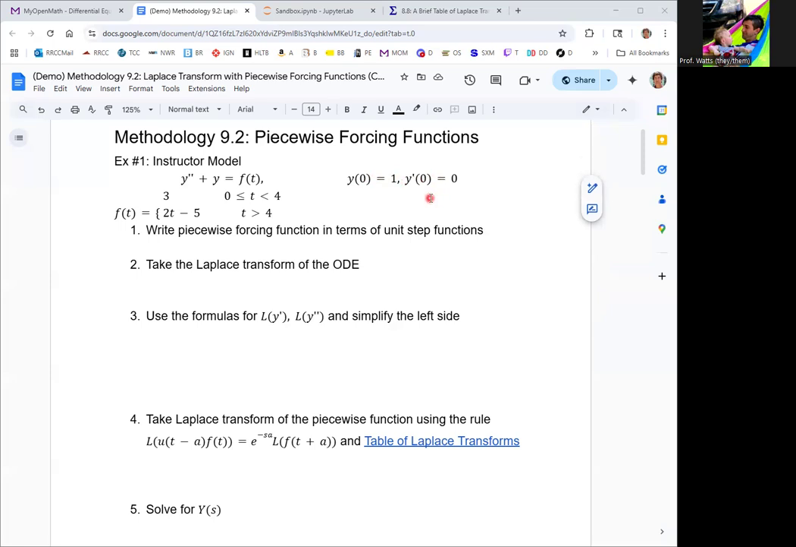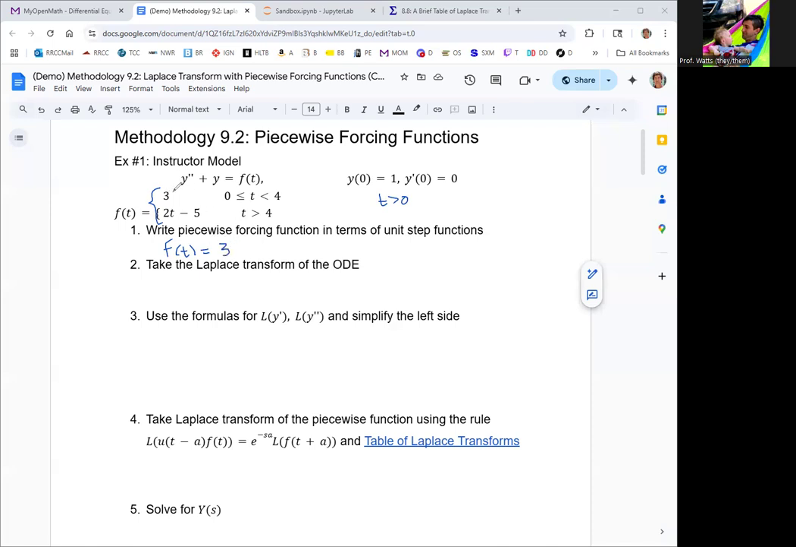Step 1 in the methodology, we will write the piecewise forcing function in terms of unit step functions. So we want to be able to write the whole differential equation in a single line instead of having this kind of two rows format that we have with normal piecewise function notation. And since we're only concerned with this differential equation when t is greater than 0, we don't really need the unit step function around the first piece. And so we start by just writing the first piece, which is 3.